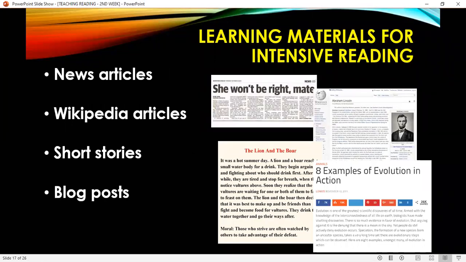But notice here, remember, blog posts. Do you know what a blog is? Yes, what is a blog? It's a commentary online, maybe. That's it, yes. Sometimes you create your blog, and in this blog, you give some personal information, or you comment about something, and you can receive comments from other people, right? So this is a blog post. So notice the materials that we can use.